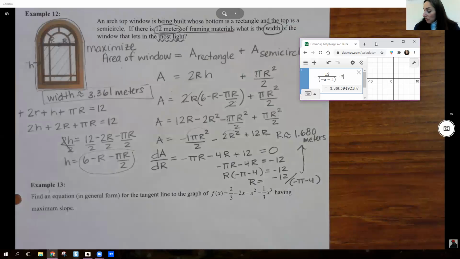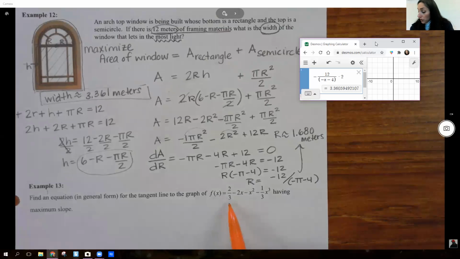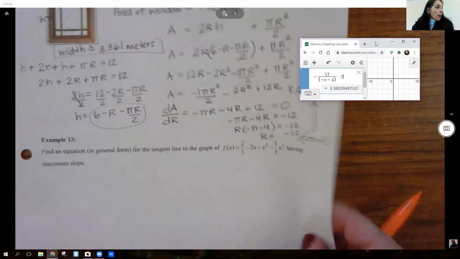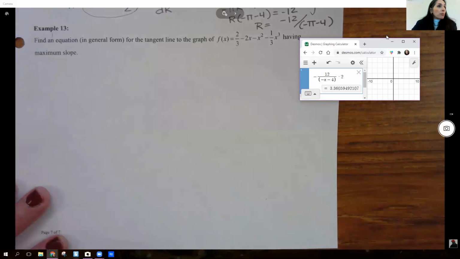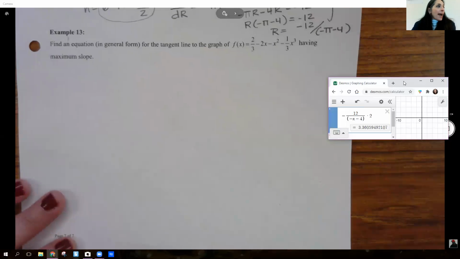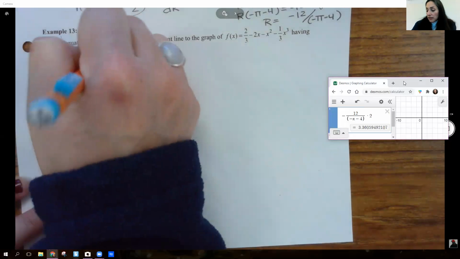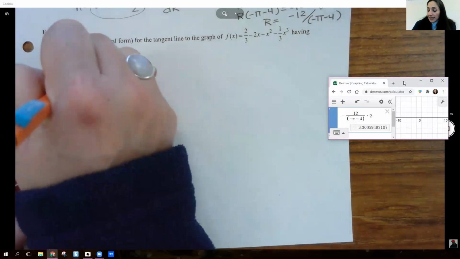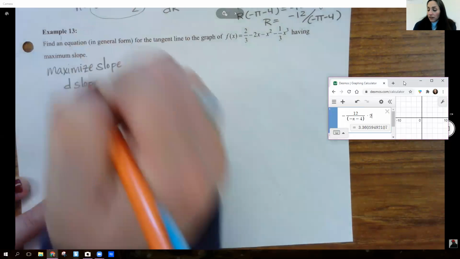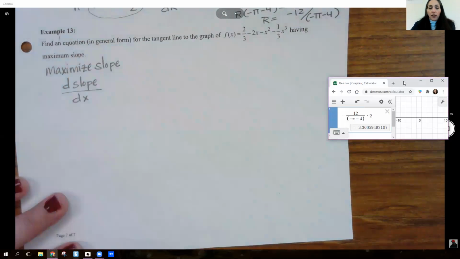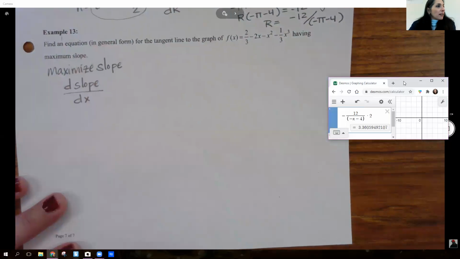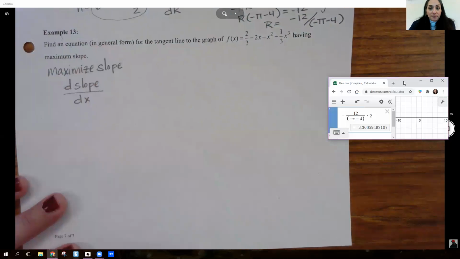Either one, okay? For the tangent line to the graph of f of x equals 2/3 minus 2x minus x squared minus 1/3 x cubed, having maximum slope. So the maximum slope, if you are trying to maximize slope, we need to take the derivative of the slope formula, okay? Or the derivative of, well, yeah, the slope of f of x, okay? And then write the tangent line.